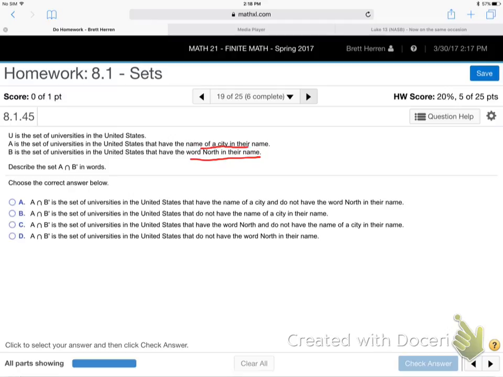Okay. So let's do some. What are some universities that have a city in their name? Well, obviously Fresno State. And we got another one? San Jose State. Oh, yeah, Michigan's a state, so that wouldn't count, would it? No. San Jose State. Any college that has the name of a city.